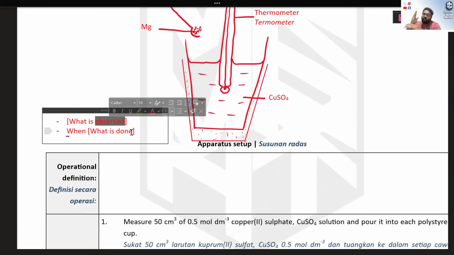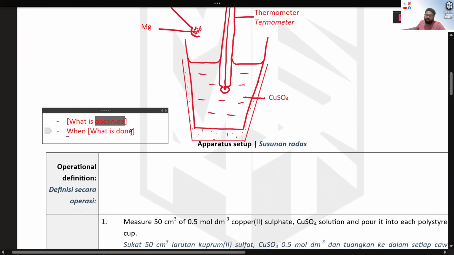So don't use theory. Operational definition, do not use theory. Everything must be practical, so what we have done in the practical. What is observed here is basically the responding variable which we measure. Or in some cases, when the responding variable is qualitative, that means there's no value to it, what we observe. But it must be the data that we collected during the experiment. So in this particular case, what is observed?